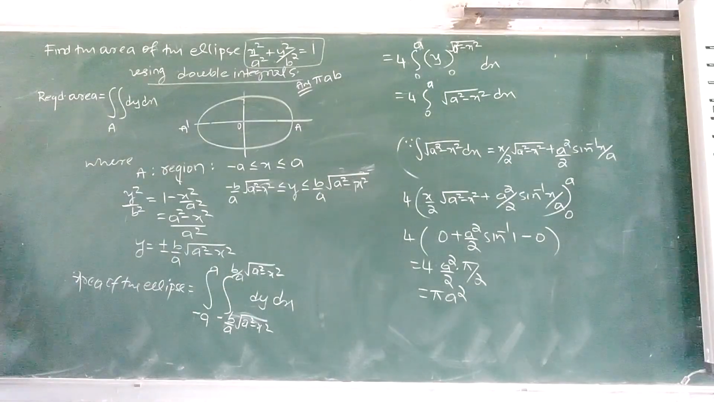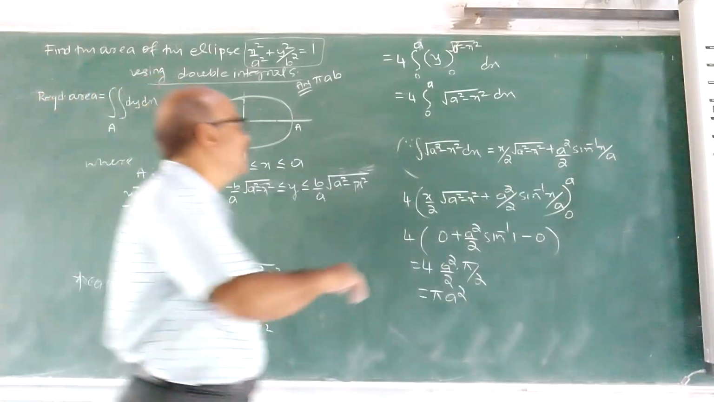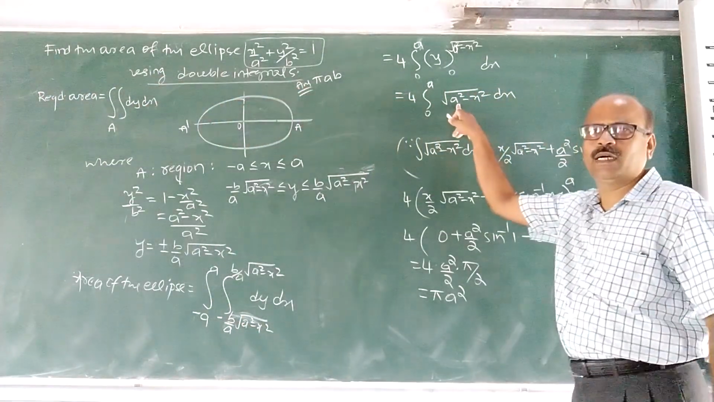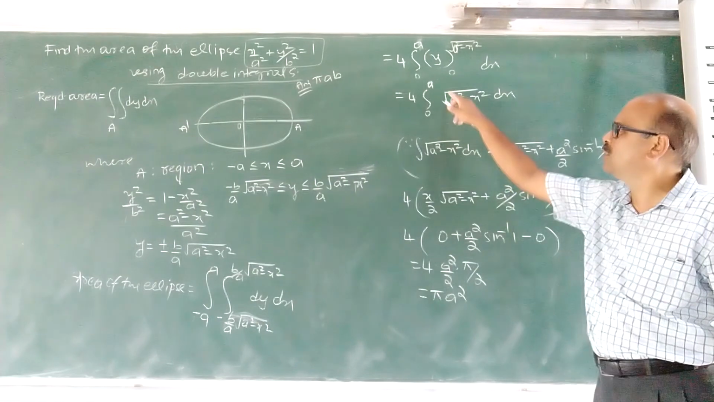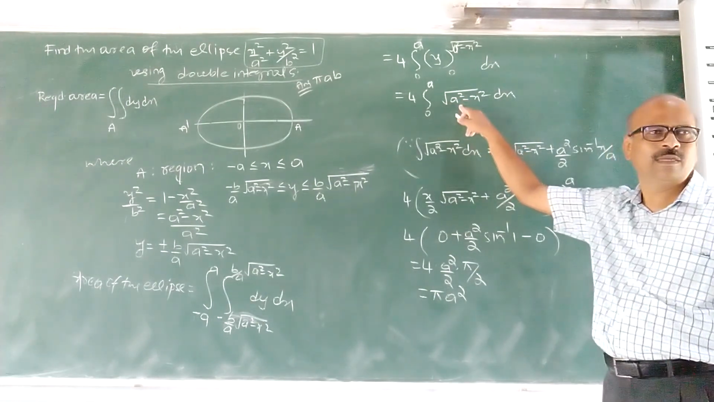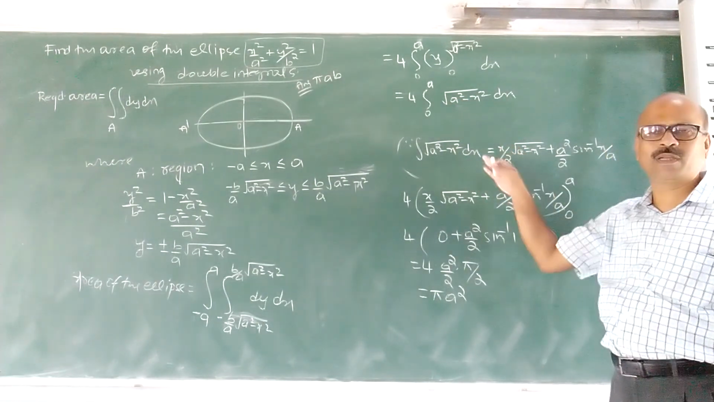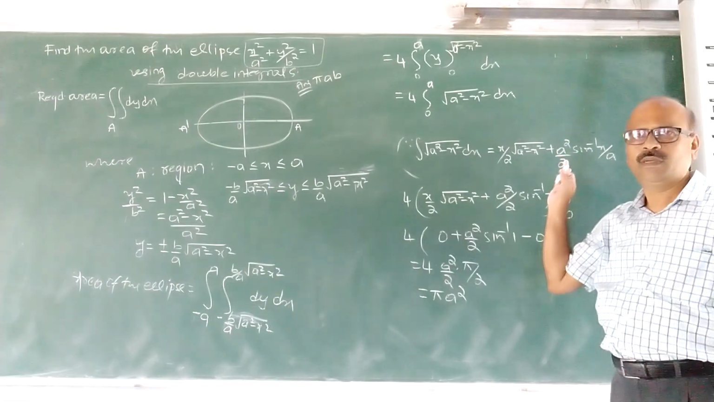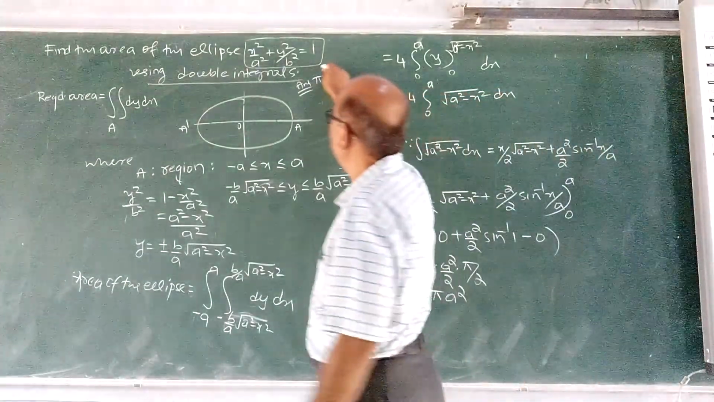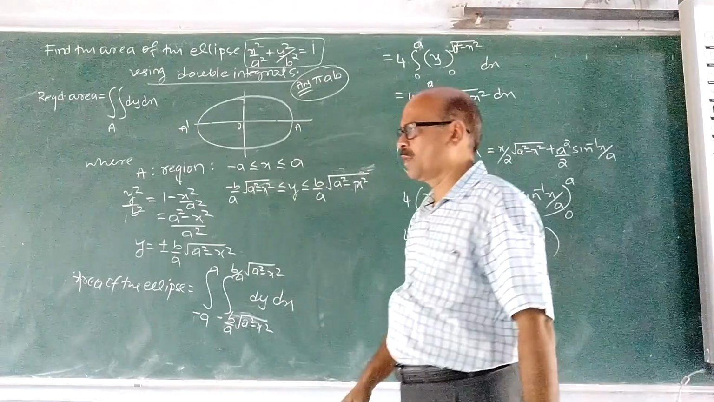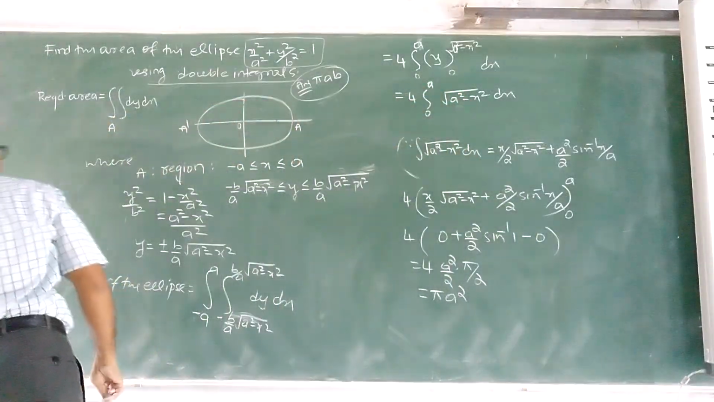And integrate, you will get the same integral at the end. You have to evaluate 0 to a root a square minus x square, and this is the formula, and the answer is pi ab.